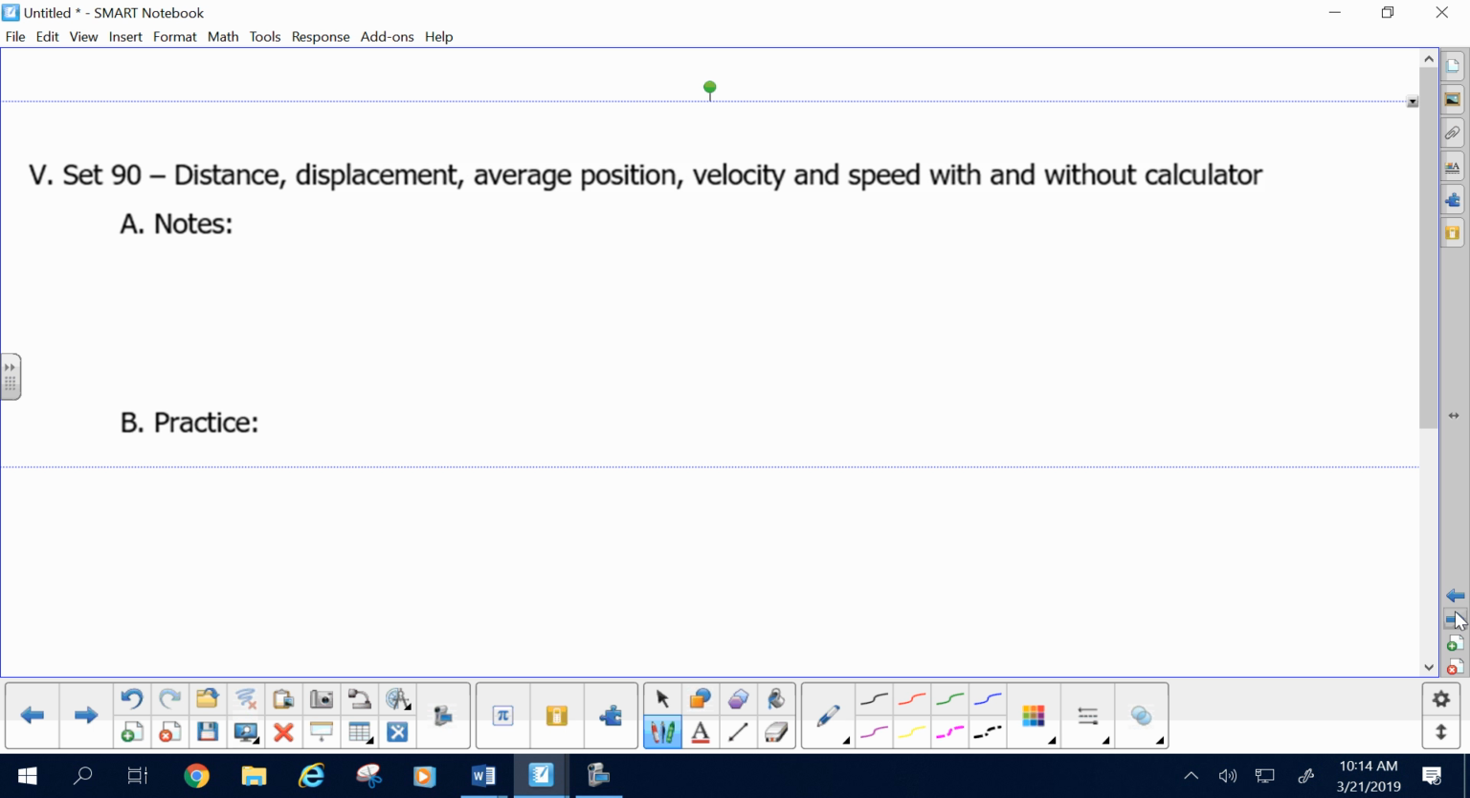Okay. Distance, displacement, average position. Distance, what is distance?